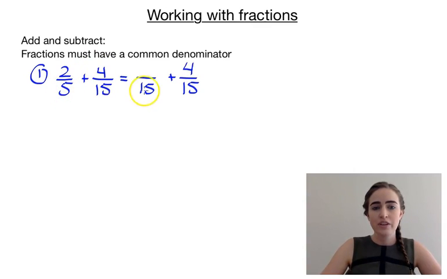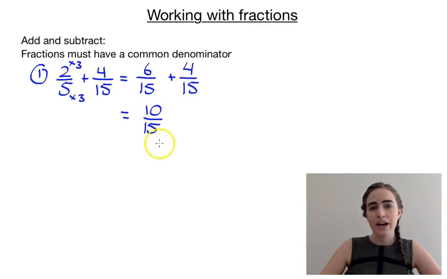But this one, to turn that 5 into a 15, we'd have to multiply by 3. So we're going to have to do the same thing to the numerator as well. So we'll times that 2 by 3, and we'll end up with 6. So now we've got 6 over 15 plus 4 over 15 will give us 10 over 15. So we've just added the numerators. And then we need to always simplify our fractions down if we can. So 10 and 15, we can divide them both by 5, and we'd end up with 2 over 3.